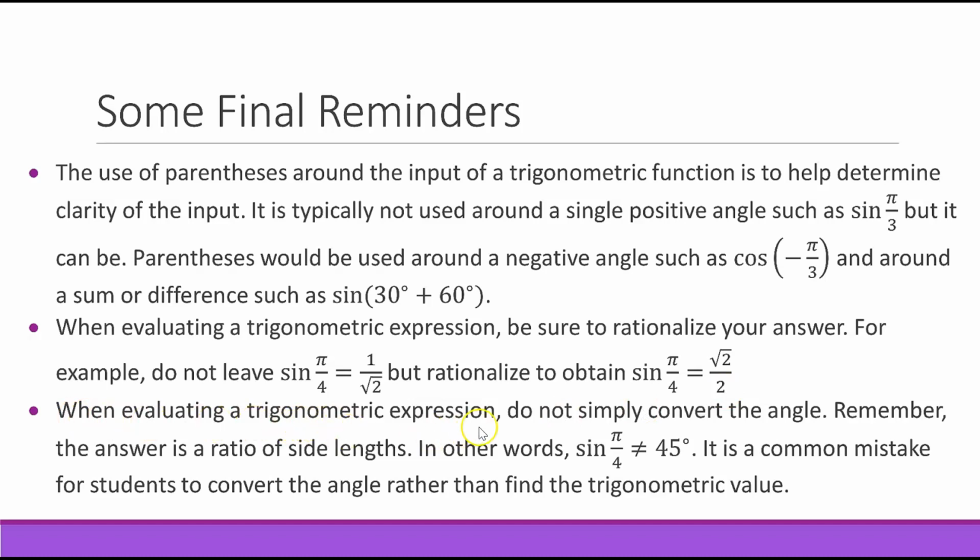When evaluating a trigonometric expression, do not simply convert the angle. This is one of the most common mistakes I see. So remember, the answer is a ratio of side lengths, right? So in other words, sine of pi over 4 is not 45 degrees. It's a very common mistake for students to just rewrite the angle in its alternate form, right, in degrees or radians, and not actually evaluate the trigonometric function. So sine of the angle is a ratio of side lengths. It itself cannot be an angle, right? It's a common mistake for students to convert the angle rather than find the trigonometric value.